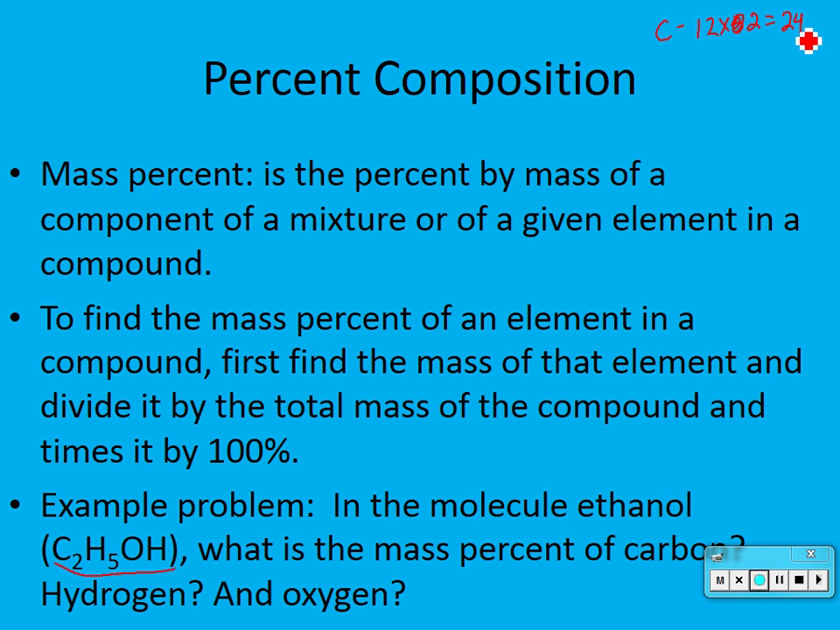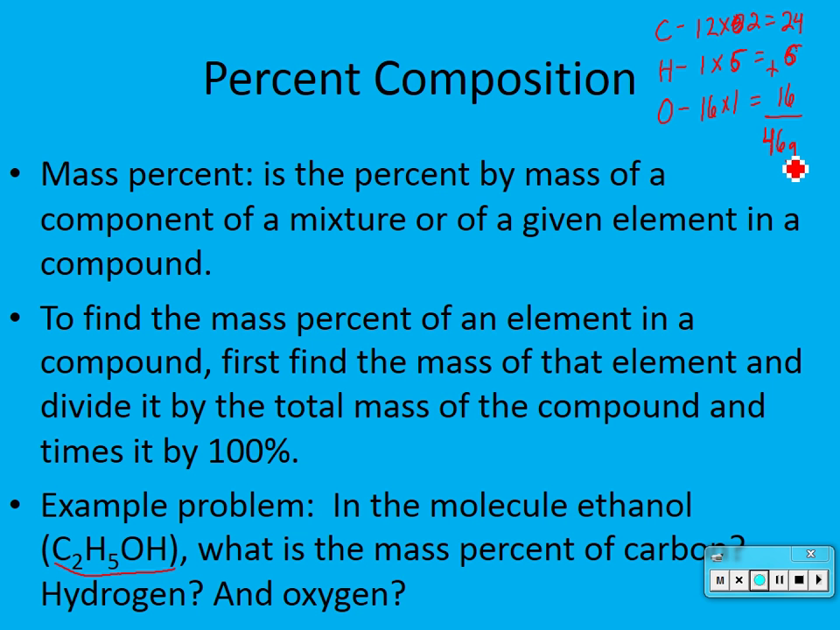Now let's add up the hydrogens. Hydrogen has a molar mass of 1, but we have 5 of them. Actually, we have 6 hydrogens, don't we guys? I forgot to count this one here, so there are 6 hydrogens, for a total of 6. And we have oxygen, just 1 of them, and 1 oxygen, if you look at the periodic table, is 16 grams. So that's another 16. Let's add up the total in this compound: 24 plus 6 plus 16 is 46 grams.